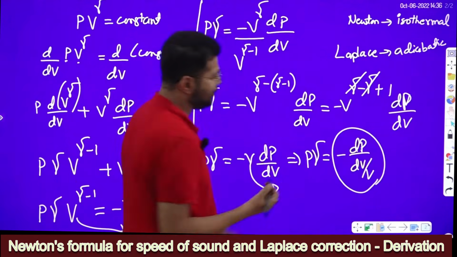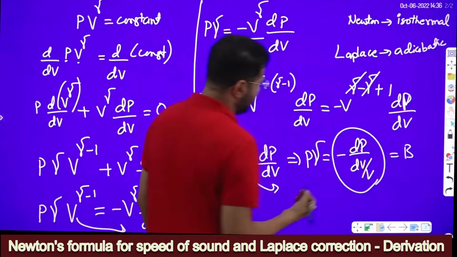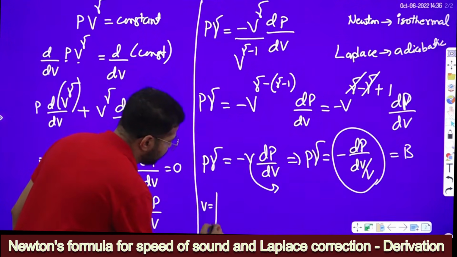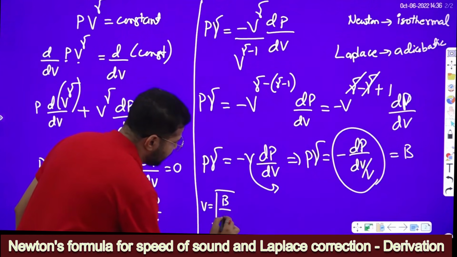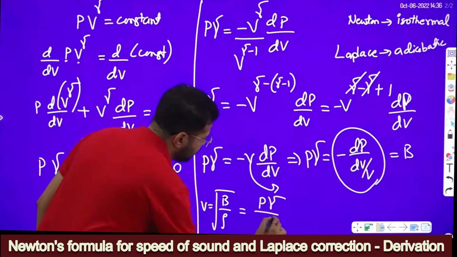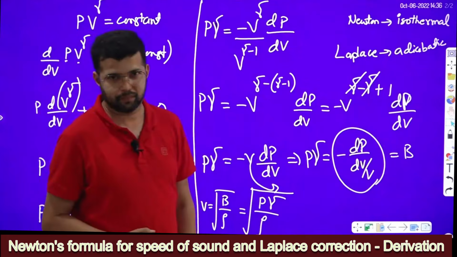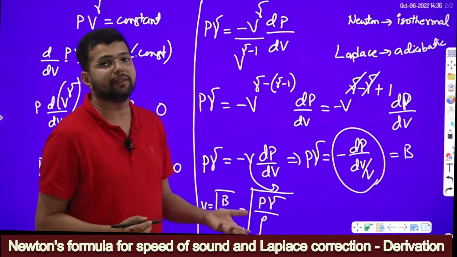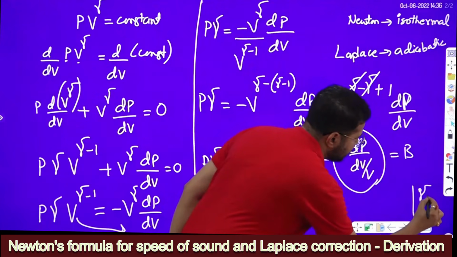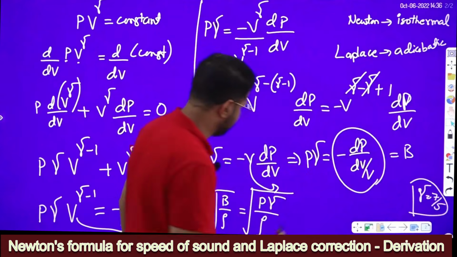We know that this is bulk modulus. So, therefore, bulk modulus is equal to P gamma. Now, what is the equation for velocity of sound? Velocity of sound is equal to square root of bulk modulus divided by density. Here bulk modulus is equal to P gamma, so P gamma divided by density. Now, for air, the value of gamma is equal to 7 by 5.